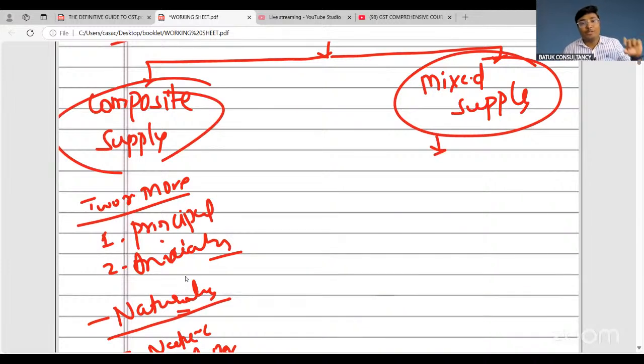Now, mixed supply. The government gave the definition that a particular supply which is not a composite supply, the same will be treated as mixed supply. That means not naturally bundled. Face wash with hair oil free: face wash is also individually available and hair oil is also individually available. So in that case, yes, the same will be treated as mixed supply. You can say not naturally bundled.